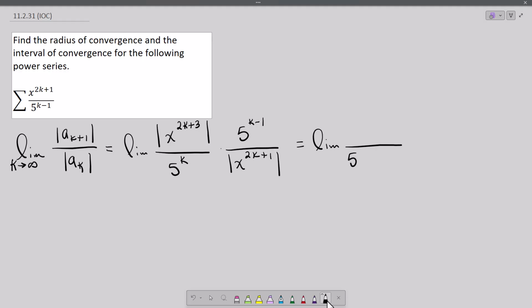How about the x's? Are there more in the top or the bottom? Top. How many more? 2. There's a bunch of x's up here, there's a bunch of x's down there, but there's exactly 2 more x's up here. 2 x's, x squared. Do not need an absolute value sign around that. That's positive, x is squared. So we have that. What is the limit of this?